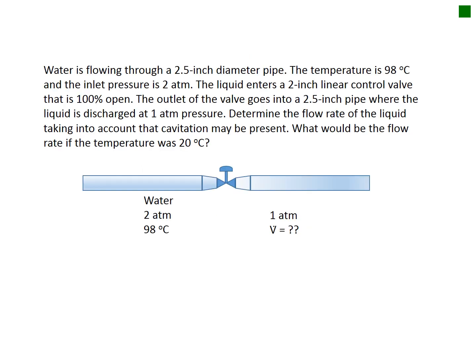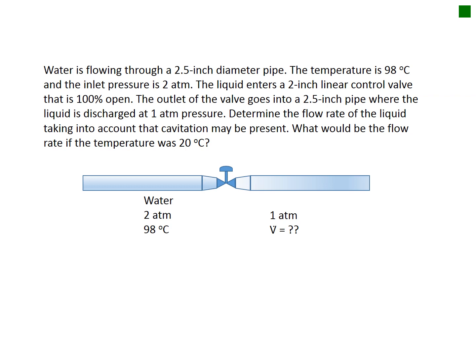Let's take a look at an example. In this case, I have water that's flowing through a 2.5-inch diameter pipe, and the temperature is 98 degrees Celsius, and the inlet pressure is 2 atmospheres. It goes into a 2-inch linear control valve that's 100% open, and the outlet of the valve goes into a 2.5-inch pipe where the liquid is discharged at 1 atmosphere of pressure. We want to determine what the flow rate of the liquid will be, noting that we could have cavitation.